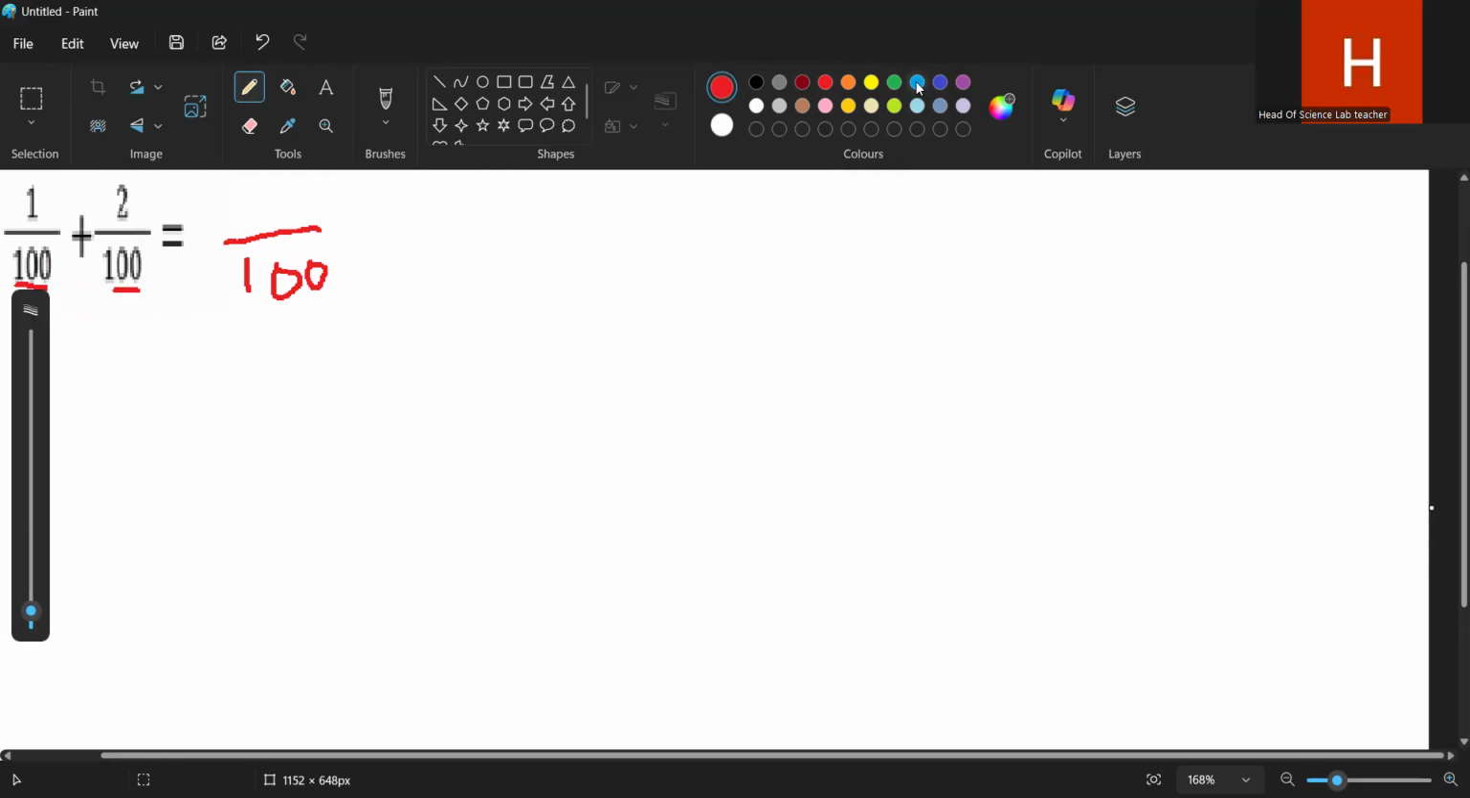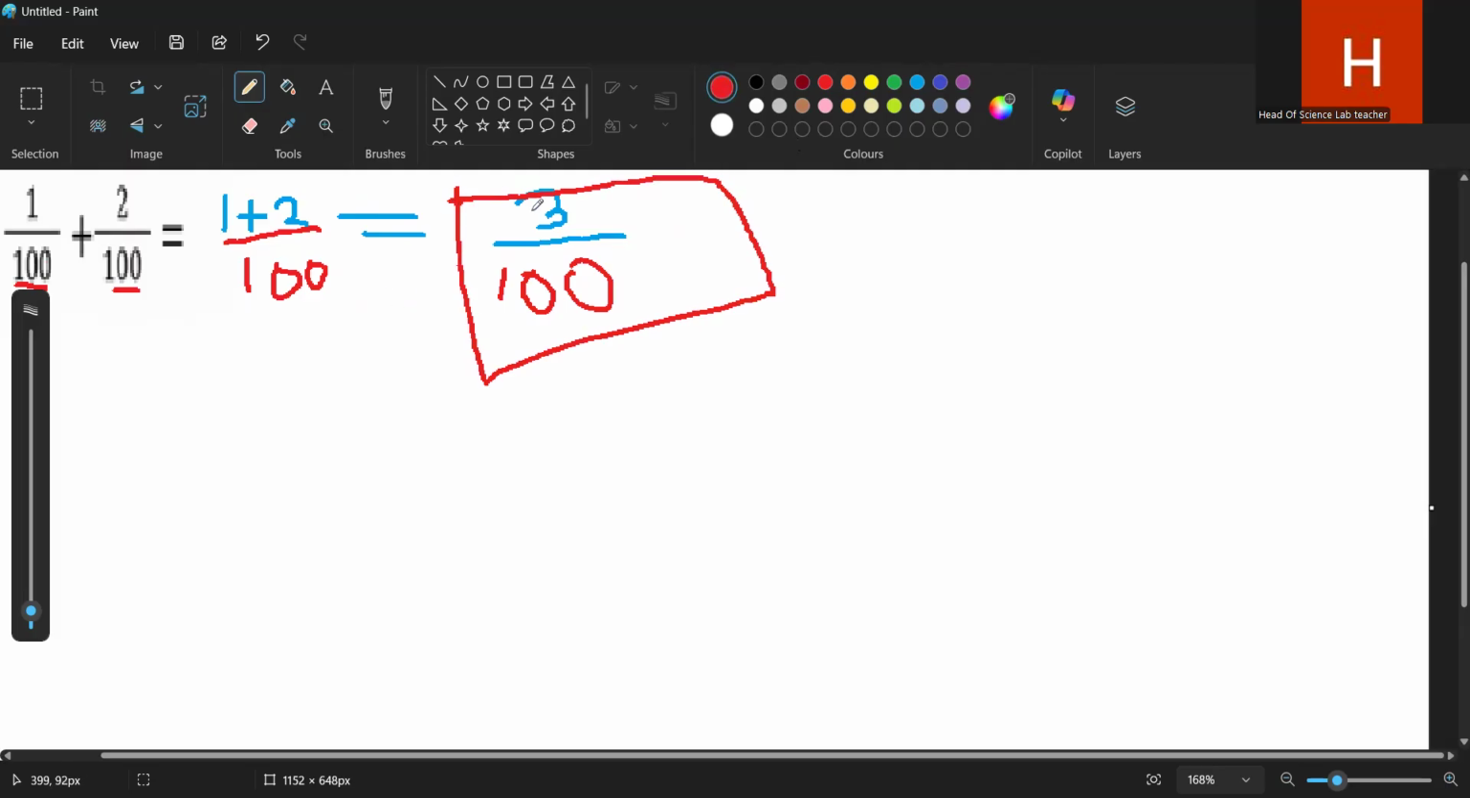All right. And then what do we do to the numbers on top? We just add them. To the numerators, we just add them. We do 1 plus 2. Easy peasy, nothing wrong. Okay, so what's 1 plus 2? That's 3. And then for 100, we just keep it the same. Now I have a question. You can stop and pause the video to see if you can answer this question. Is this number, 3 over 100, or 3/100ths, an improper fraction?